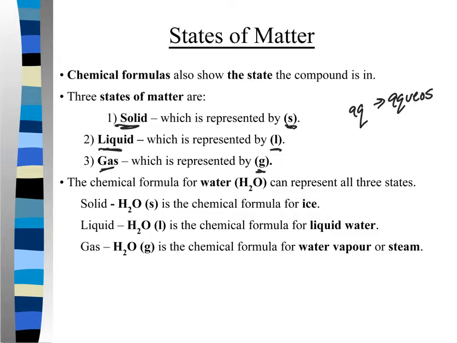It's going to be kind of cloudy, might have a precipitate in it, maybe kind of thicker. It's kind of between a liquid and a gas here. Now the chemical formula for water, H2O, can be represented in all three states, and that's something very special about water, because as a solid, we know it as ice; as a liquid, that's the form that we drink; and as a gas, that's water vapor or steam.